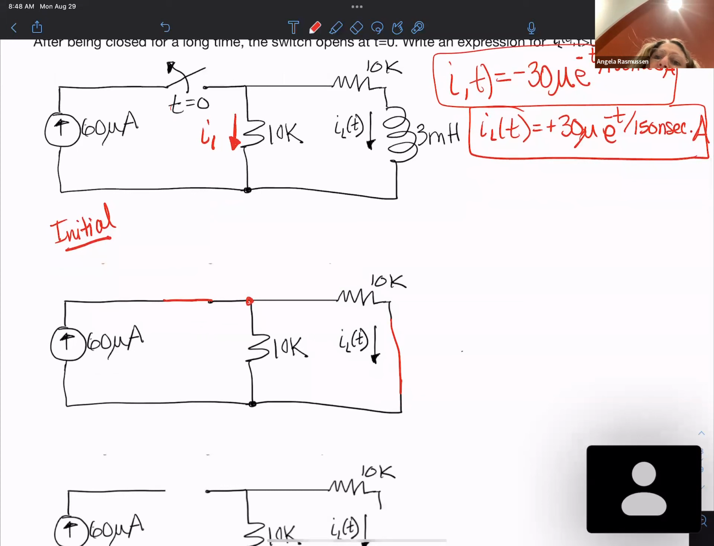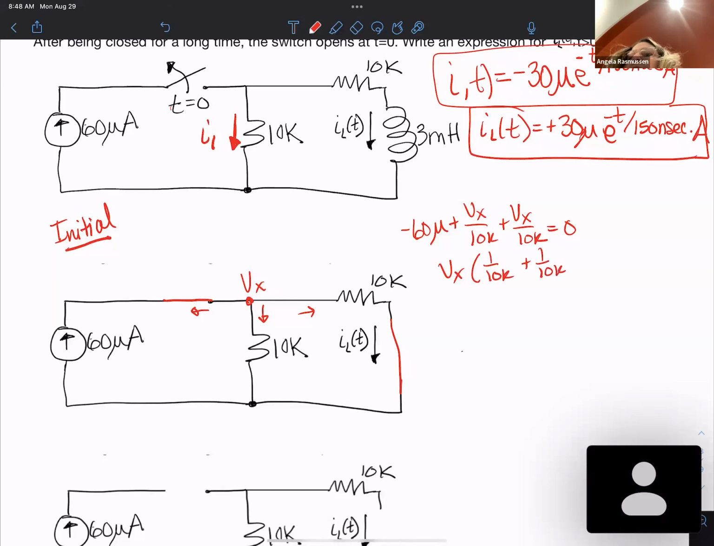And again, I like that node voltage. If you remember the current equation, you can see it's a current divider. But if not, you can use node voltage here. So this branch current will be minus 60 micro. This branch, Vx over 10K, and this branch is again Vx over 10K. And so solve for Vx here. And then IL is going to be Vx over 10K, and that gives 30 microamps.